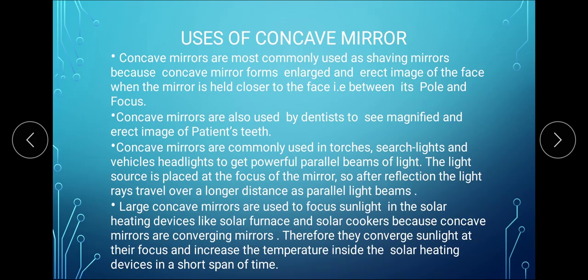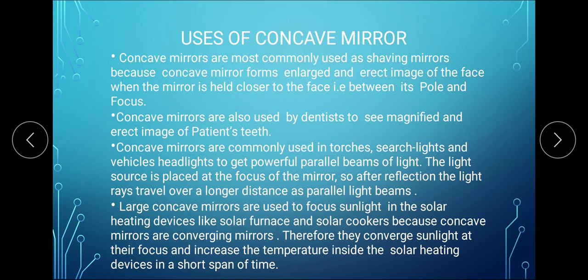Students, concave mirrors are also widely used in torches, searchlights and vehicle headlights. They are used in torches, searchlights and vehicle headlights because they give parallel beam of light when the source is placed at the focus of this mirror.